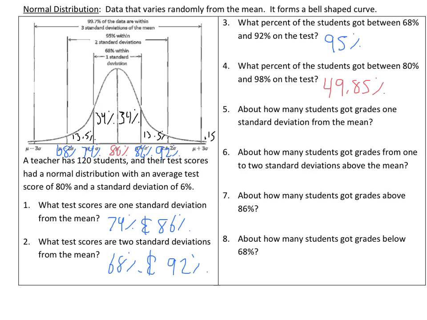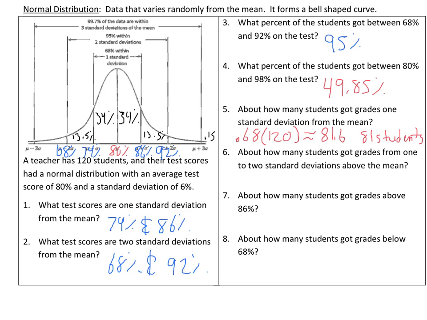Well, if 68% of the students should be within one standard deviation, what's 68% of my 120 students? Isn't that 0.68 times 120? So what would that be? Approximately 81.6. Now you can't have 0.6 of a student, so let's just say that's 81 students. So 81 students are within one standard deviation.